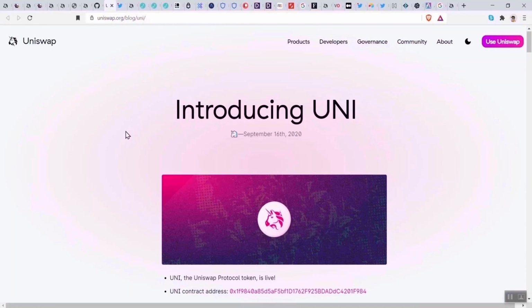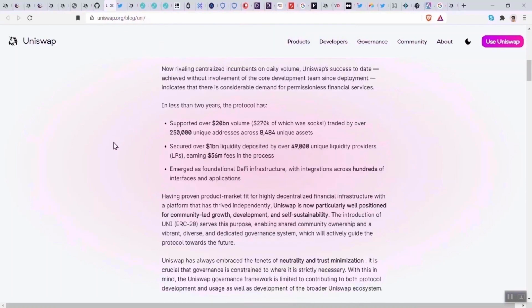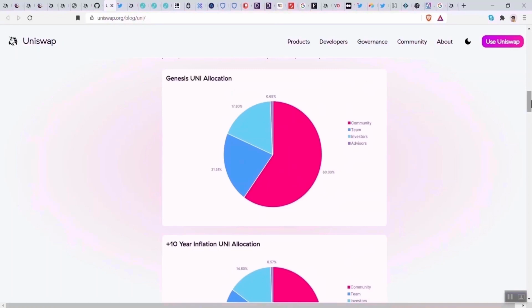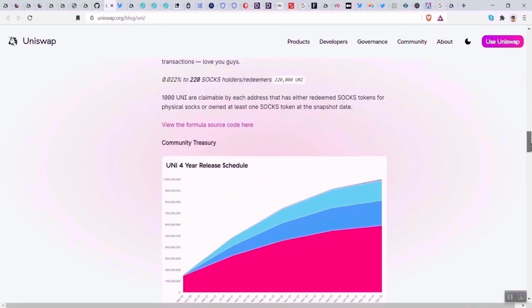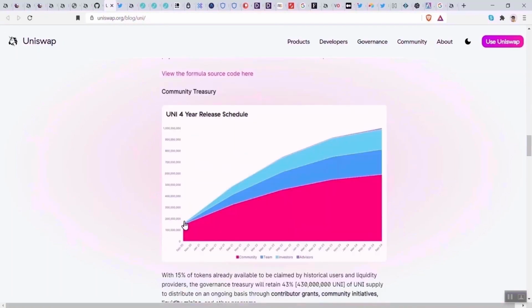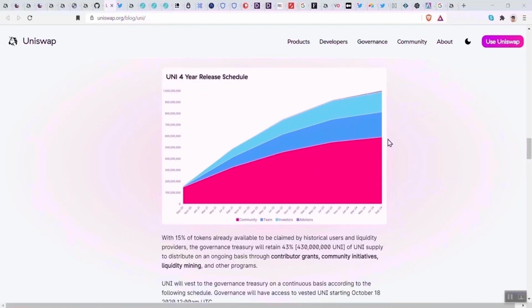It's returning to this blog piece from Uniswap titled Introducing Uni. So it goes into full details. Specifically in regards to the allocation of tokens or the 4-year release schedule, for those not looking at the screen, the majority of these tokens will be assigned to the community, so the general public, some of these being allocated to the Uniswap team, investors, and advisors. By the time we get to September 2024, about half of the tokens, over 500 million Uni tokens, will be available to the general community.